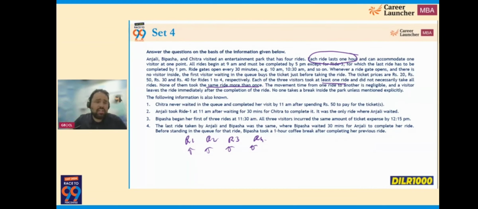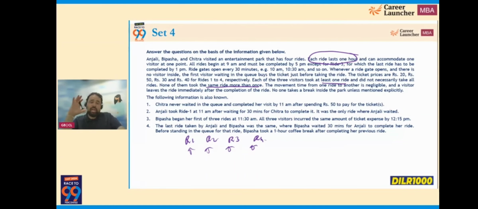What is the info? Chitra never waited in the queue, and completed her visit by 11 after spending 50 to pay for the ticket. Anjali took ride 1 at 11 after waiting for 30 minutes for Chitra to complete it. It was the only ride where Anjali waited. Vipasha began her first of 3 rides at 11:30. All 3 visitors incurred the same amount of ticket expenditure by 12:15. The last ride taken by Anjali and Vipasha was the same, where Vipasha waited 50 minutes for Anjali to complete the ride. Before standing in the queue for that ride, Vipasha took a 1 hour coffee break after completing the series.